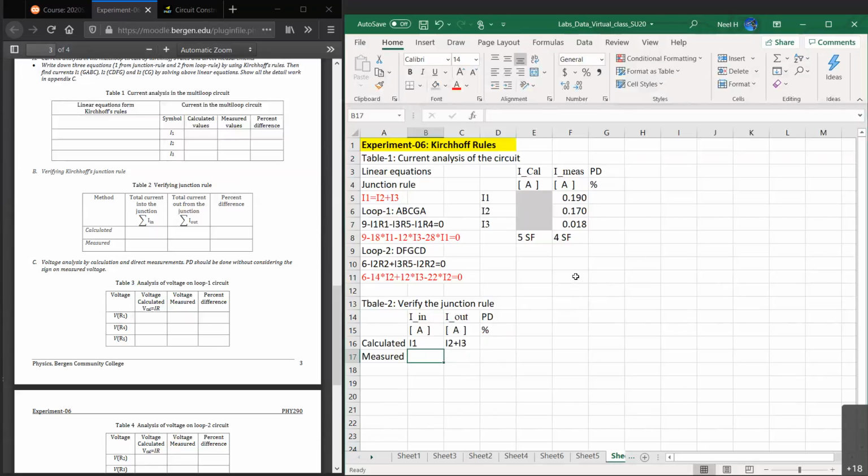Measured values, current coming in is I1. So that is this number right there. You put an equal sign and you will get that number here. And current going out is I2 plus I3, the addition of these two numbers from my previous table. So I have that number. You can see a very slight difference, right? This is just because of rounding. If you round this number, you will get 0.19.